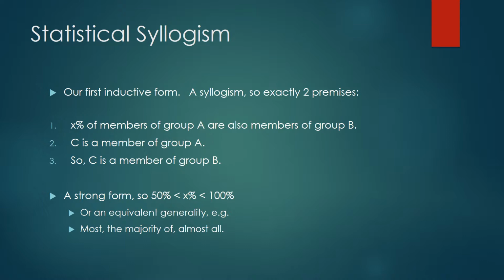Now, this is a strong form, so we need this percentage to be strictly greater than 50% and strictly less than 100%. If it's 50% or less, the argument would be weak, and if it were equal to 100%, it would be a valid argument. But notice, we don't always have to use a percentage. We can sometimes use an equivalent generality expression such as most, the majority of, or almost all, or similar expressions which mean the same thing as more than 50% but less than 100%.